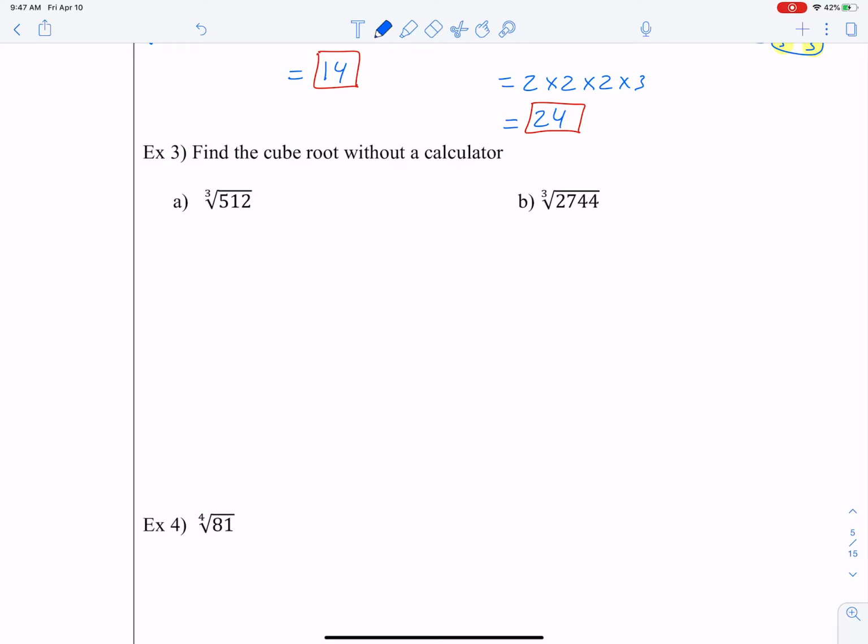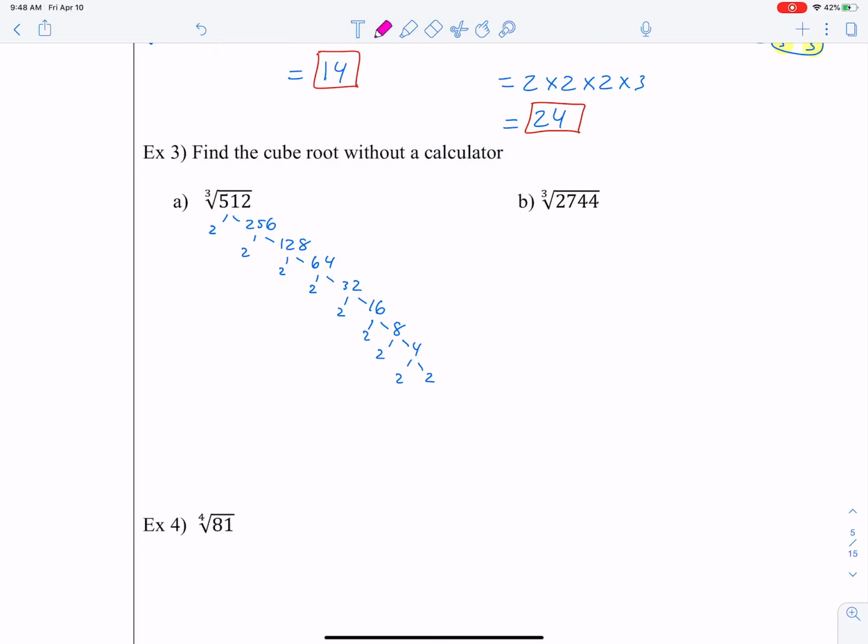So you start off the same way, you need to factor. Here we have 512, so I'm going to factor this. It goes 2, 256, 2, 128, 2, and 64, 2, 32, 2 and 16, 2 and 8, 2 and 4, 2 and 2. All right, we had a big factor chain there.